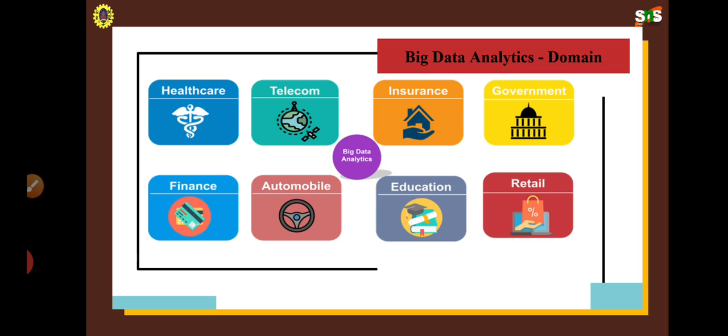So what are all the domains where data analytics is implemented? The domains are healthcare, telecom, insurance, governments, finance, automobile, education, and retail. In all areas nowadays we are using data analytics to get more profits.